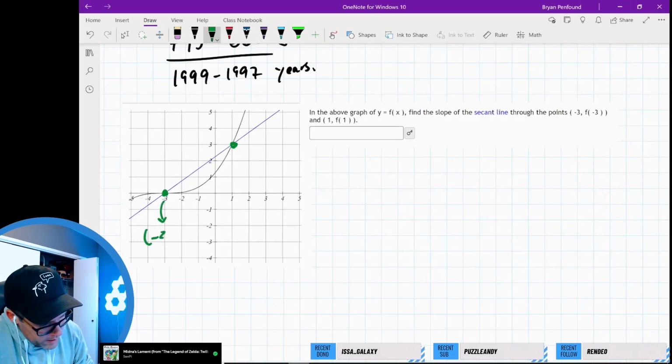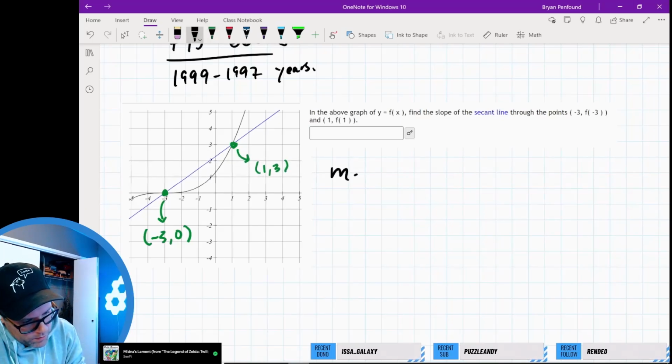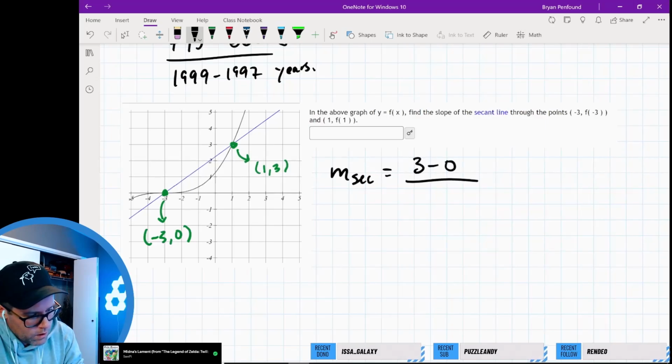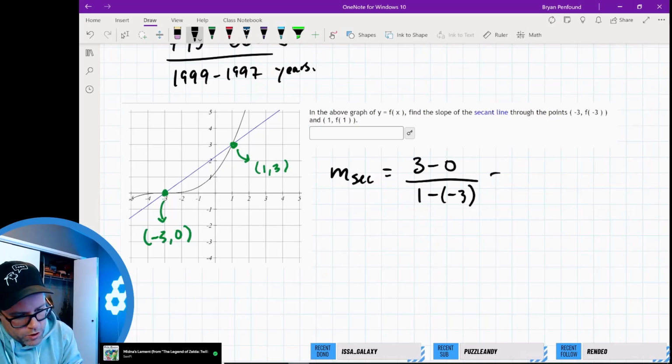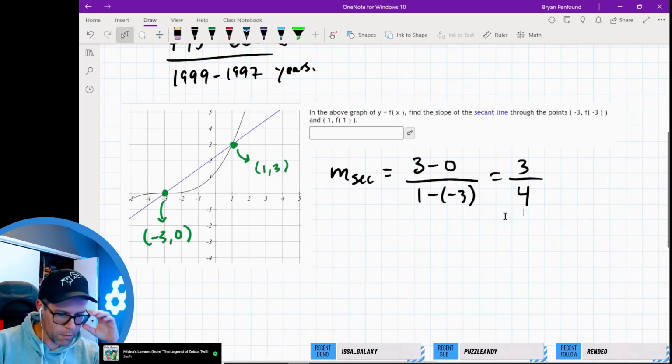This looks like -3, 0. And what does this point look like? This point looks like 1, 3. So the slope of the secant line should be its rise over run. So it's the difference of the y values over the difference of the x values. So we should get 3/4. 3/4 should be what we need for my question 2.